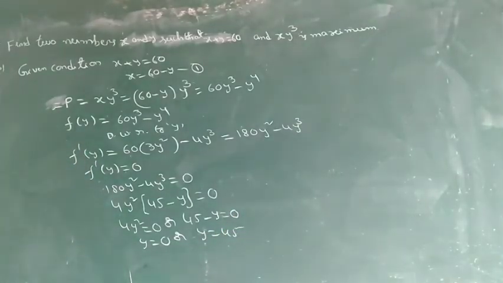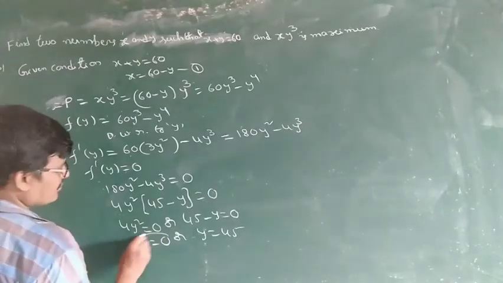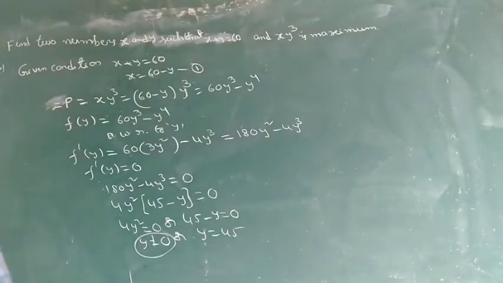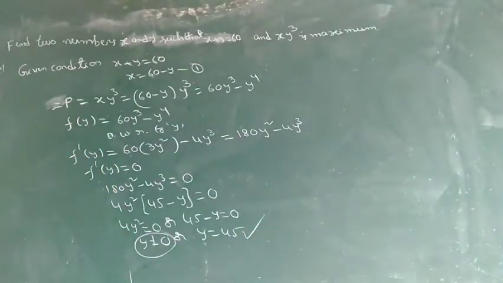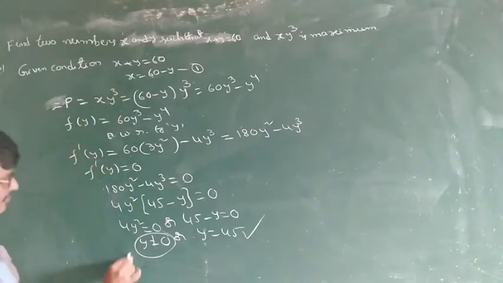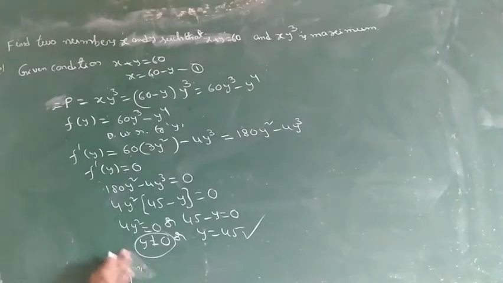Which type of values are x and y? Positive numbers. So y is not equal to 0, and y is equal to 45 is correct. Next, is this the minimum value or the maximum value?